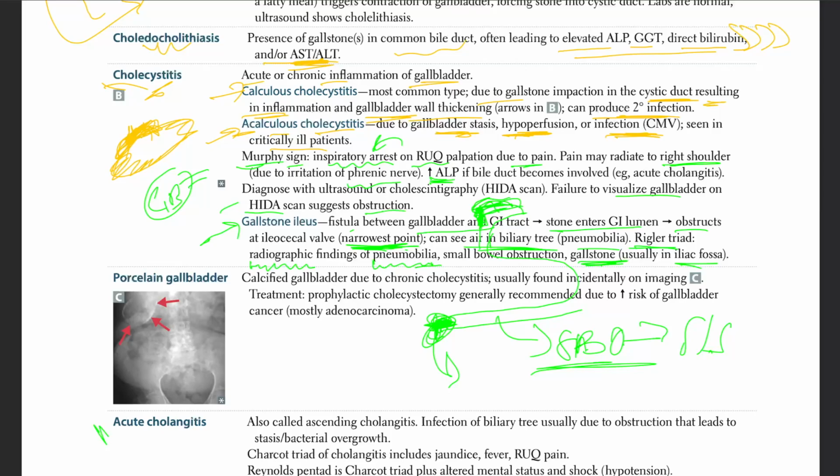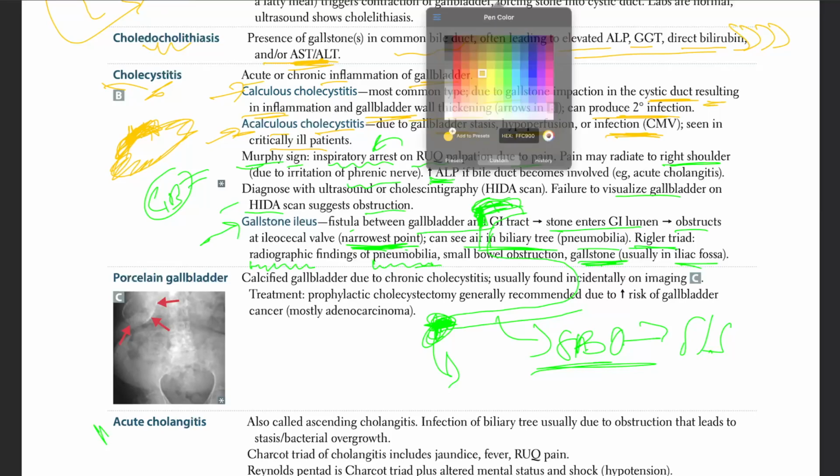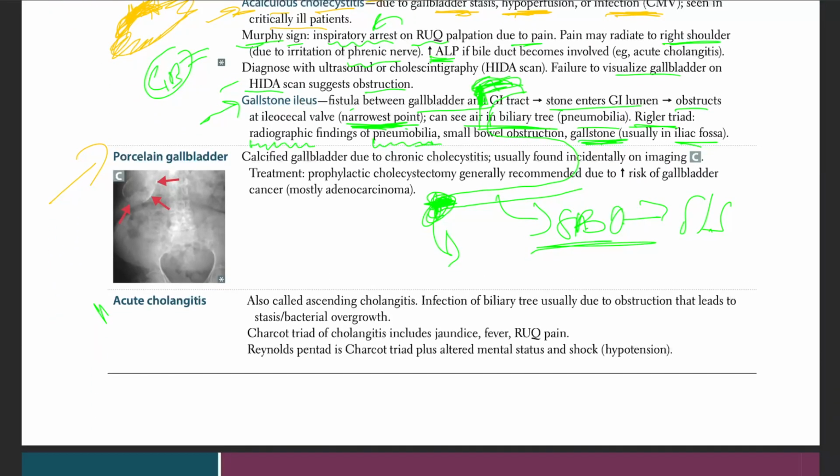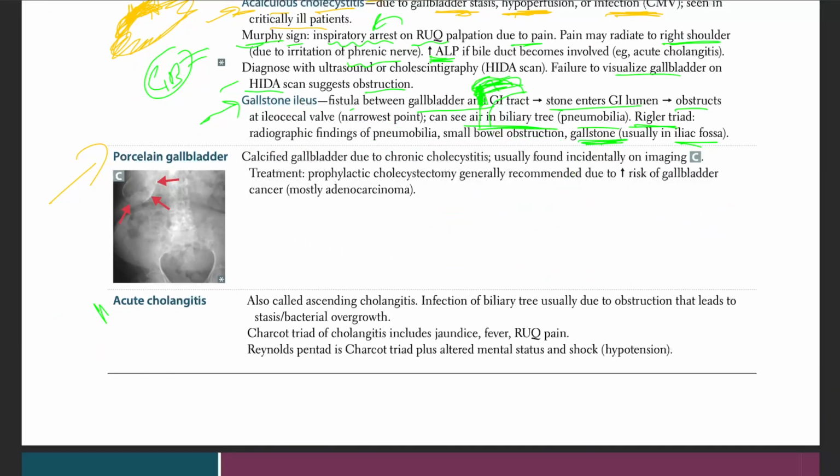Okay. So now let's talk about what do we have here? The porcelain gallbladder. This is a calcified gallbladder. Looking at the picture, you can really see the calcification, but let's just read. Calcified gallbladder due to chronic cholecystitis, usually found incidentally on imaging.